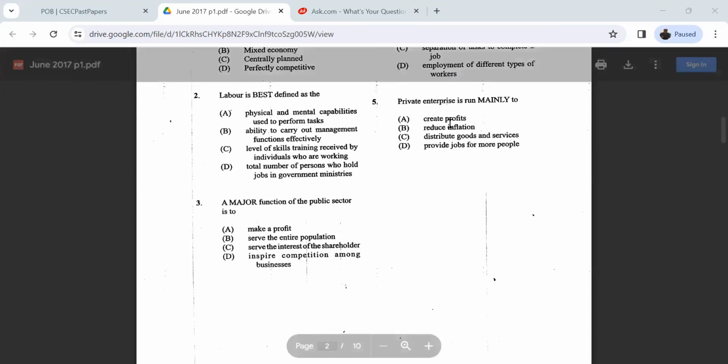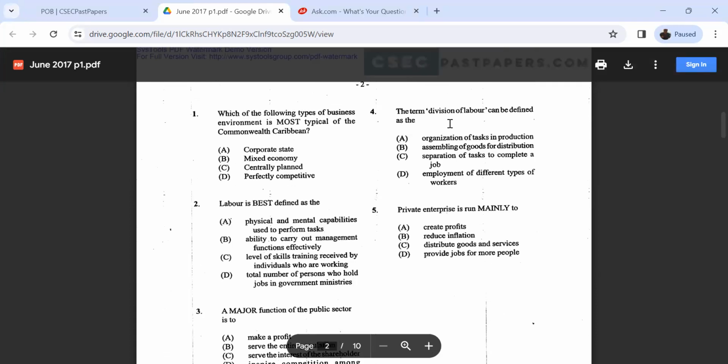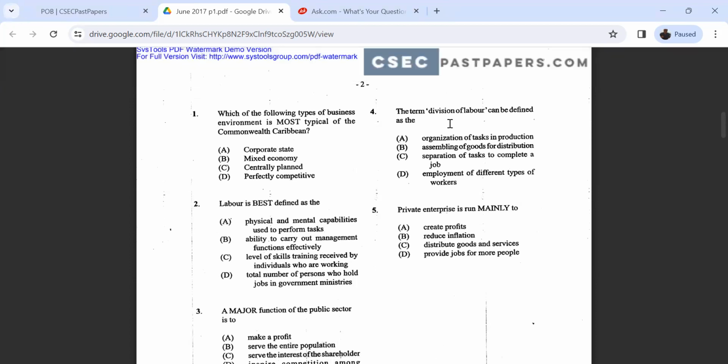Let's look at number 4. The term division of labor, one of the first things we would have learned in Form 4, Term 1, can be defined as the... A, B, C, or D. C. Separation of tasks is completely done. So we make a mango chow. One person peeling the mangoes, next person cutting them up, next person seasoning them, and I will be the last man eating.